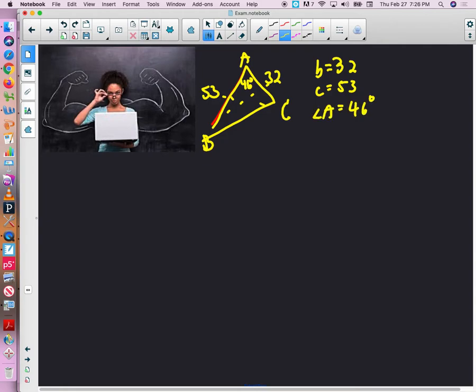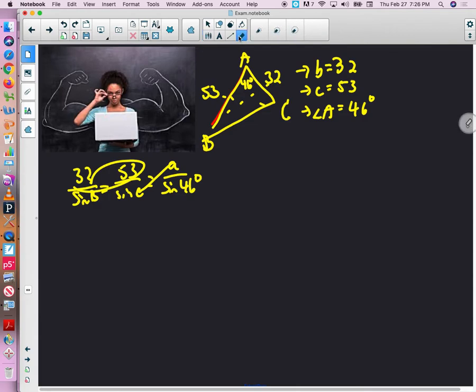So do you see I have three different letters, a, B, and C? Even if I tried to use law of sines, I couldn't do it. I wouldn't have enough information. If I put B over sine B and C over sine C, or A over sine A, I would have all these unknowns. I wouldn't be able to do it. So I'm going to law of cosines.